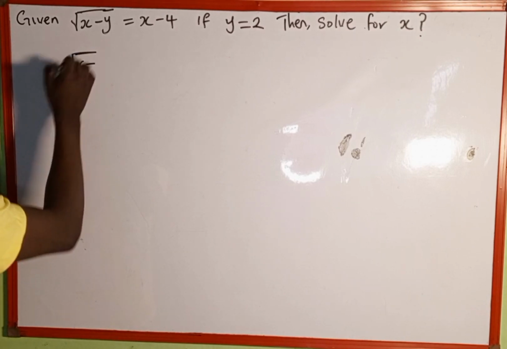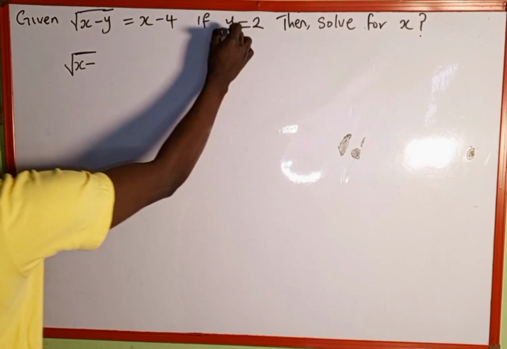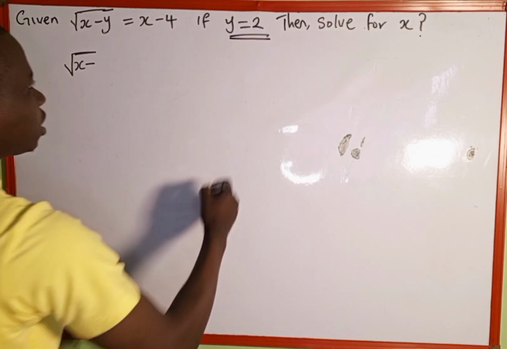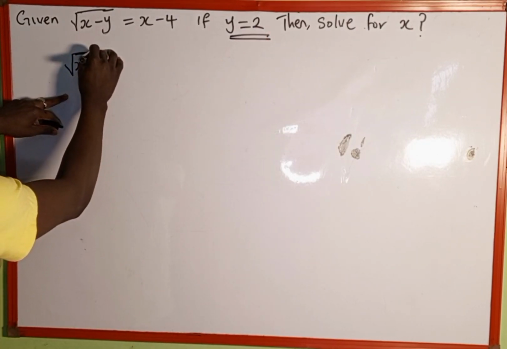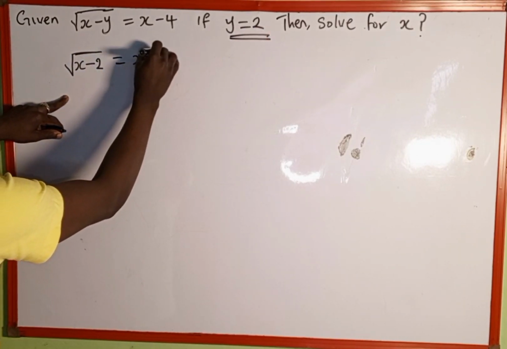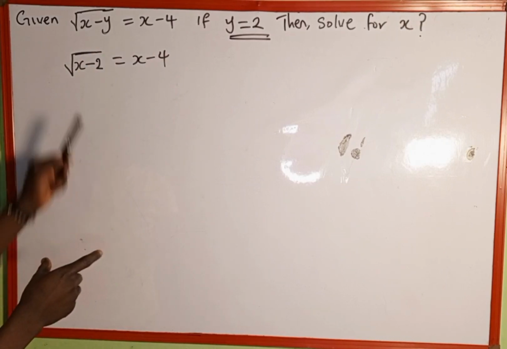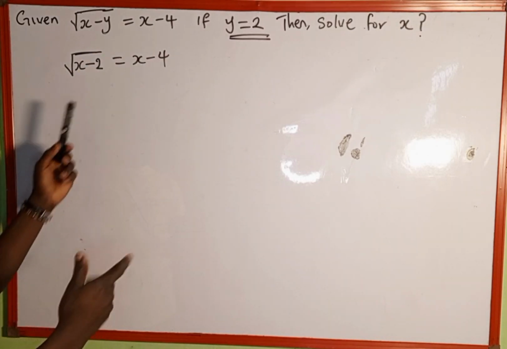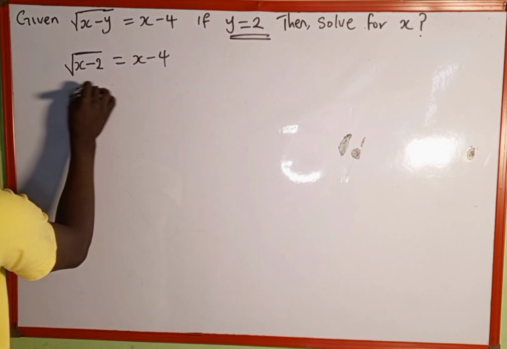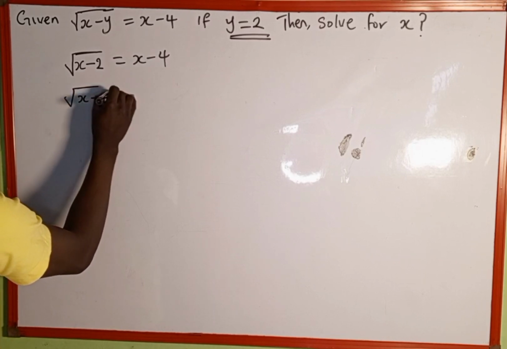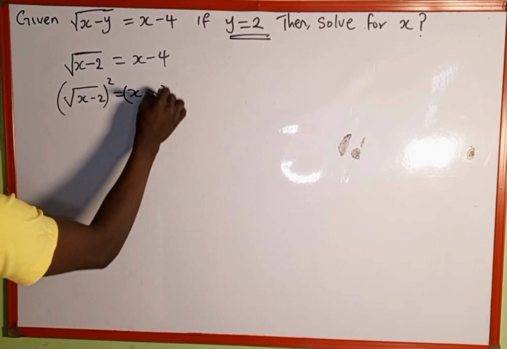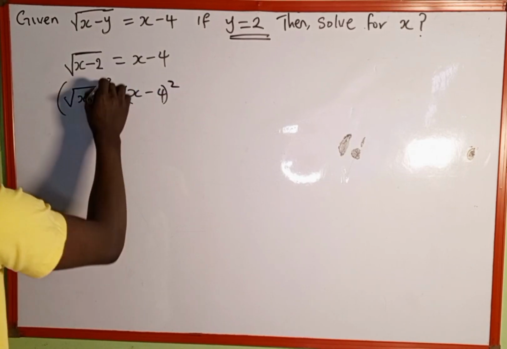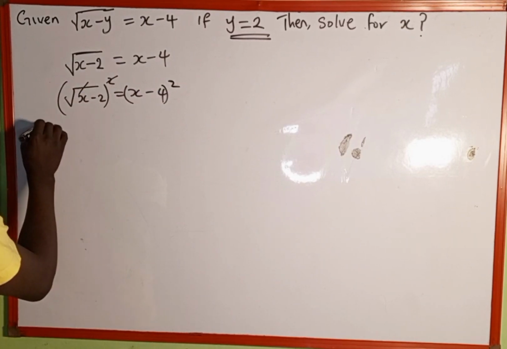Root of x minus, in place of y here, we are going to replace 2, because from the equation, it's clearly stated that y is the same as 2. So we're going to replace 2 here, which is going to be equal to x minus 4. The next thing we're going to do is to remove this square root by squaring both sides of the equation. So we're going to have square root of x minus 2 is equal to x minus 4. Then we square the left hand side, also we square the right hand side, so that this square is going to cancel the square root. We are left with what?